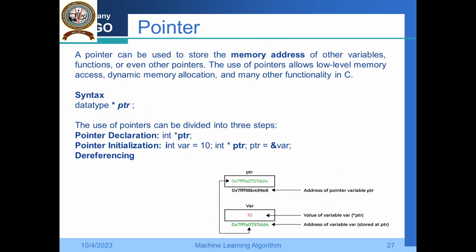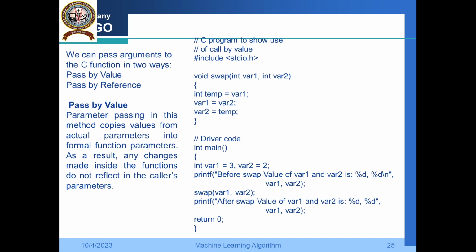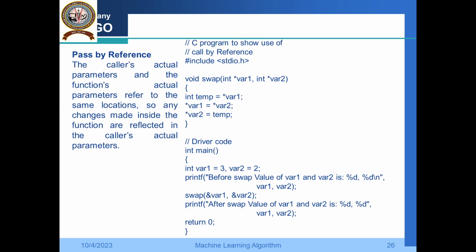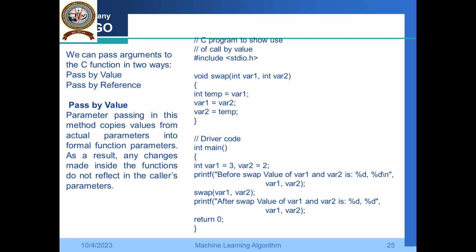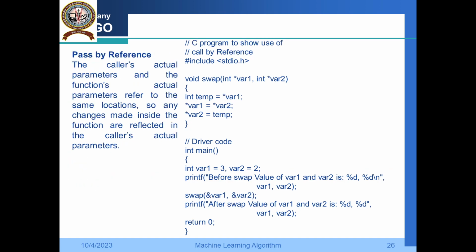Okay. Similarly, pass by reference you can also take some example. You have not been given it here, you can try that one. Yeah, pass by reference, here you can see. Here pass by value was this one, and this is pass by reference. In the pass by reference, I have taken it here. The caller's actual parameters and the function's parameters refer to the same location. So any change made inside the function is reflected in the caller's actual parameters.